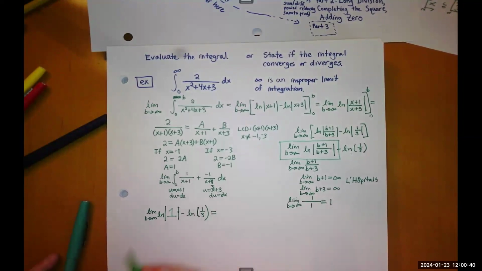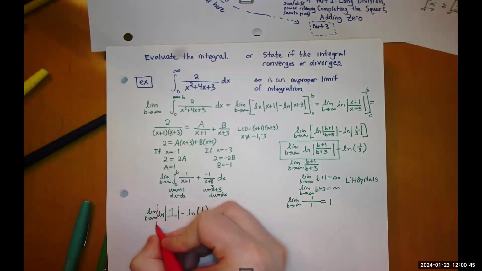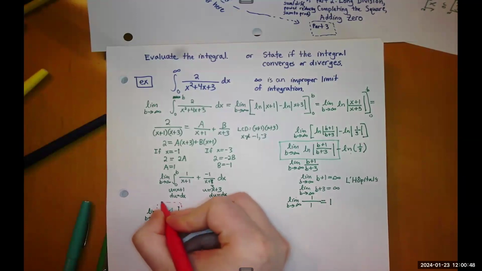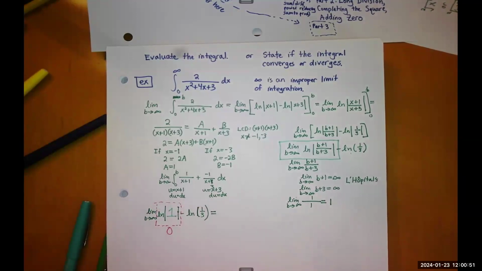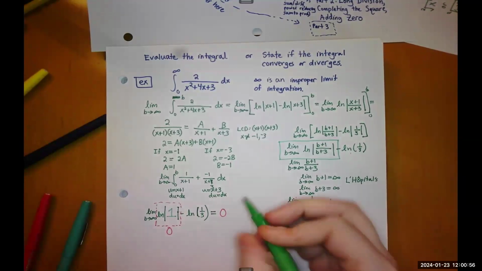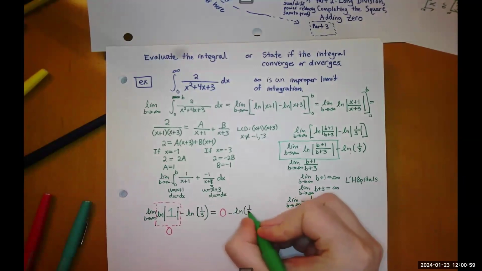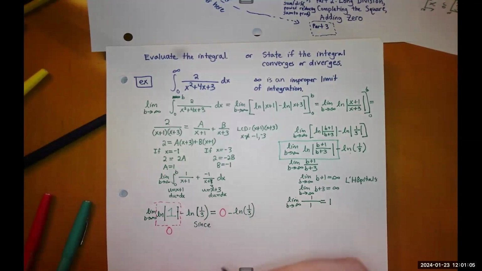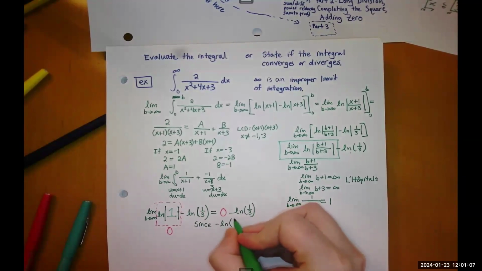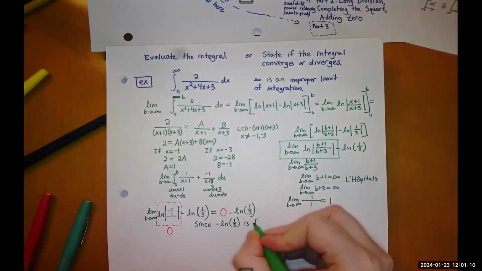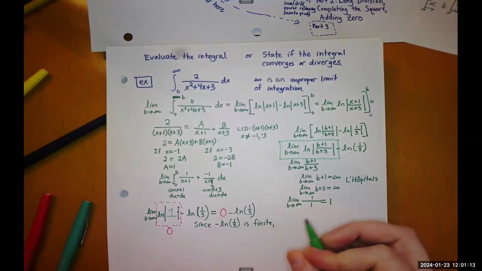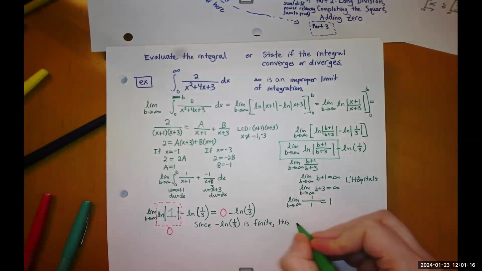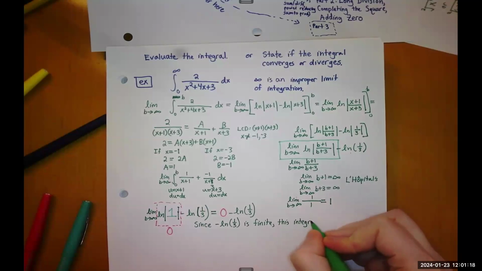And because I'm aware that the natural log of 1 is 0, I end up with 0 minus the natural log of 1/3. Since the result of the integral is finite, this integral converges.